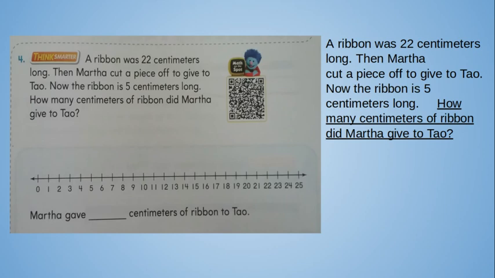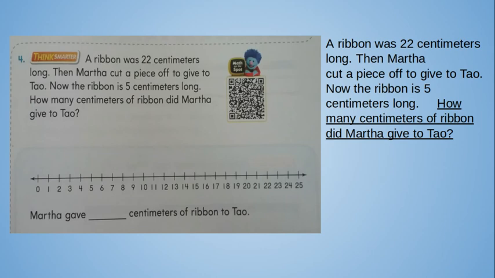Let's read that one more time. Make sure we're listening carefully. A ribbon was 22 centimeters long. Then Martha cut a piece off to give to Tao. Now the ribbon is 5 centimeters long. How many centimeters of ribbon did Martha give to Tao?